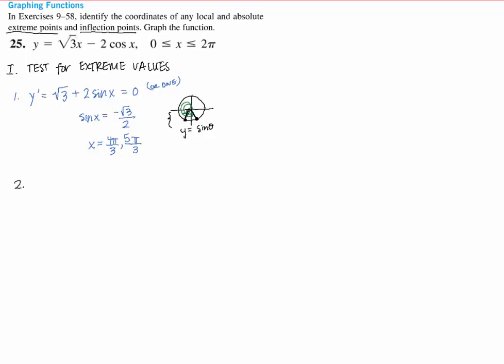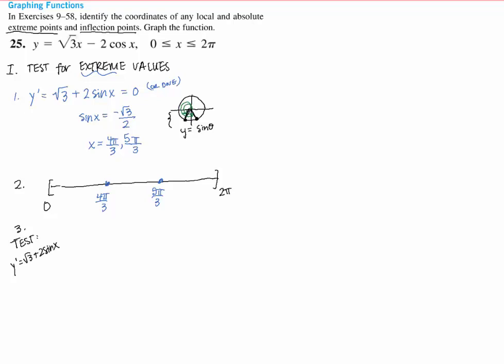Step 2, divide the interval by the critical points and test the first derivative. The interval we're concerned about is 0 to 2 pi. The critical points of the first derivative are 4 pi over 3 and 5 pi over 3. We want to test the first derivative for extreme values, increasing, decreasing. So step 3 was to test, and we're going to test the first derivative, y prime, square root of 3 plus 2 sine x.